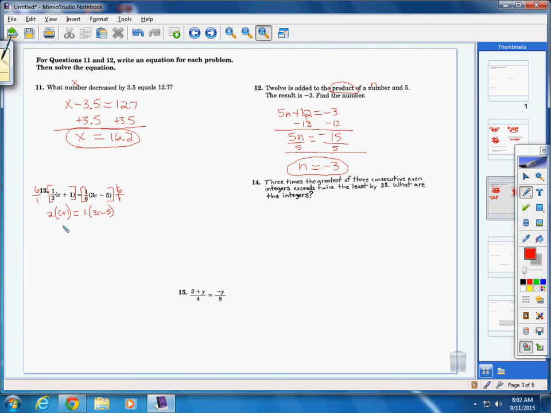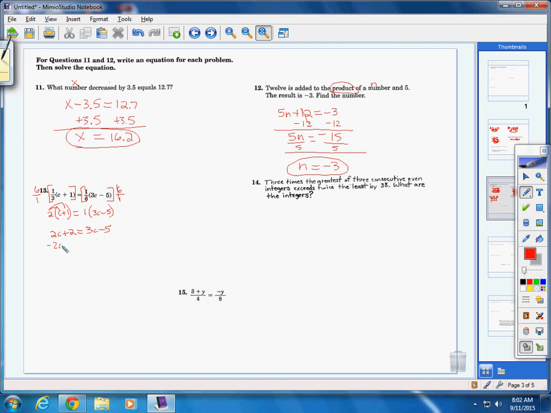That really doesn't change anything. All right, now you've gotten rid of all your fractions, and this is much less daunting. So let's solve. Let's distribute first on both sides. 2c plus 2. And of course, this side really just remains the same. 3c minus 5.